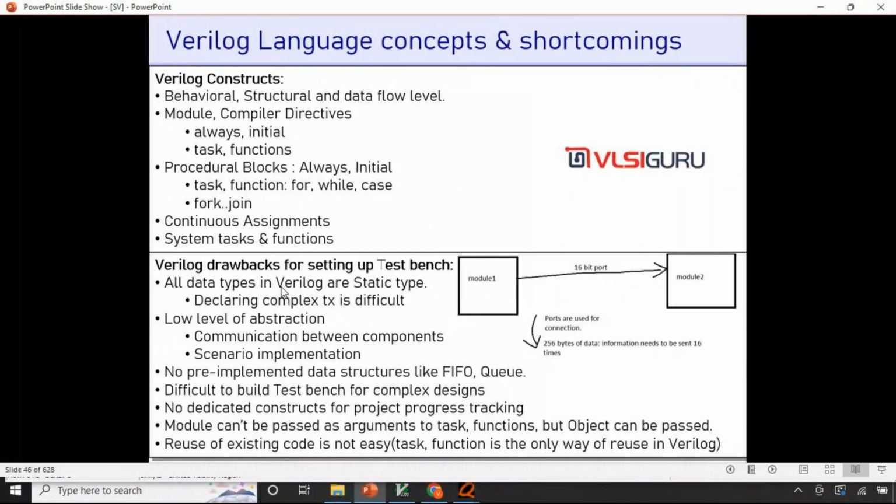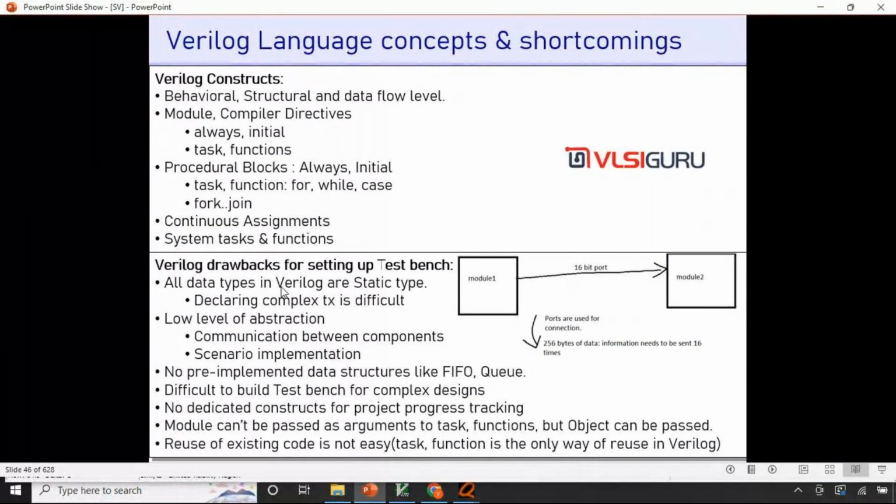Sir, we have something called automatic when we define functions or tasks. Yes, I will discuss that today. There is a specific topic, automatic and static in SystemVerilog, where I will explain it. Sir, in Verilog also we can write automatic. How would it be different? No, no, automatic and static is a different concept.